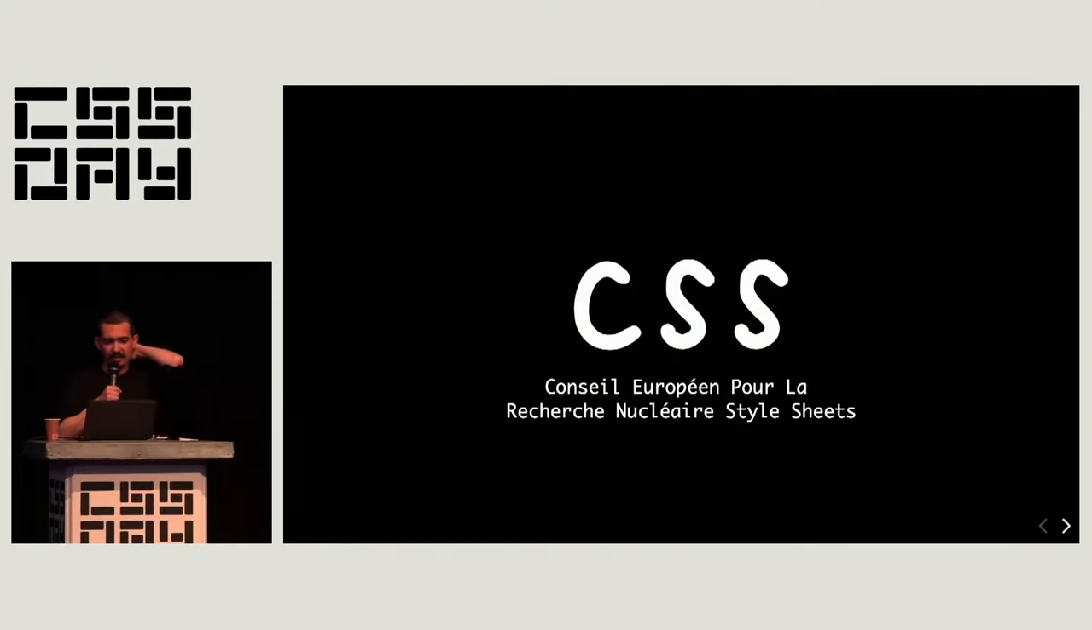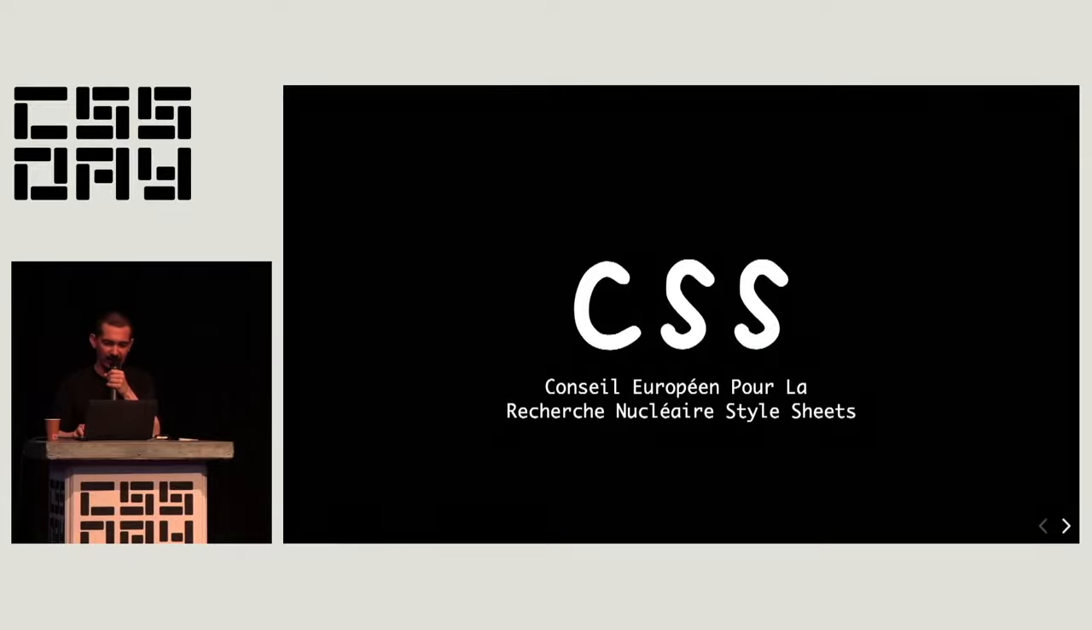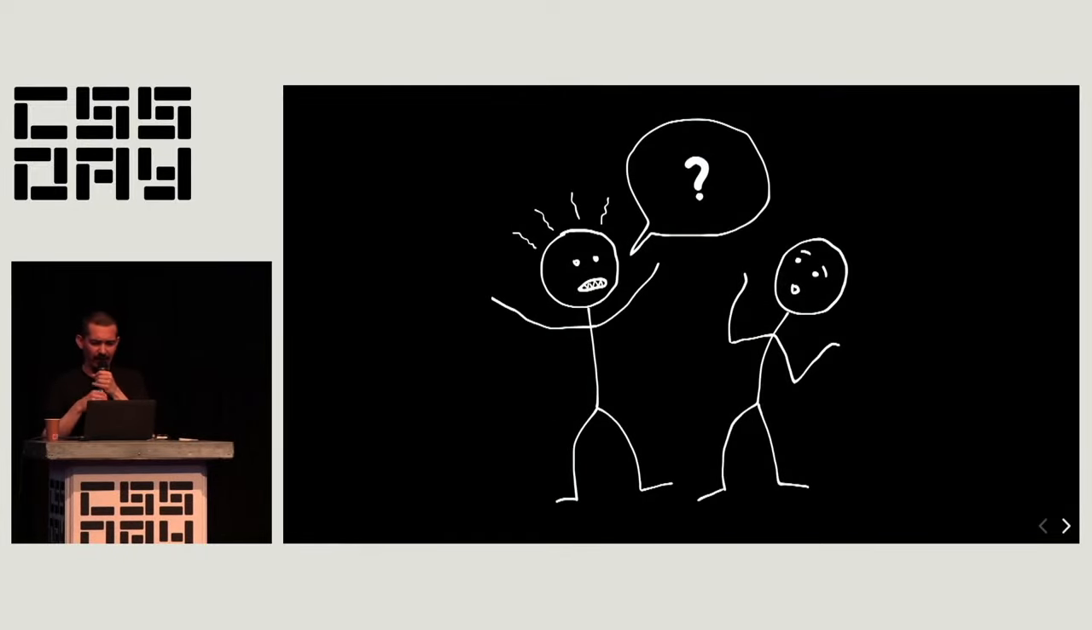So the other thing that came out of CERN, or of that whole project, is, of course, CSS, or to give it its full name, Conseil Européen pour la Recherche Nucléaire Stylesheet. I'm really sorry about my French accent. It's not the best. And I'm going to talk a little bit about that.